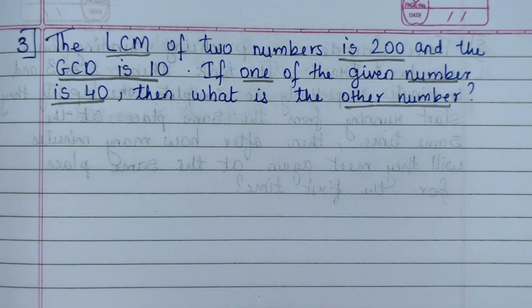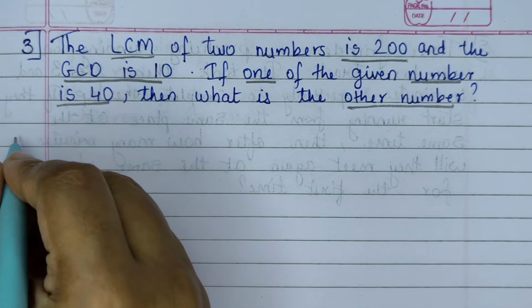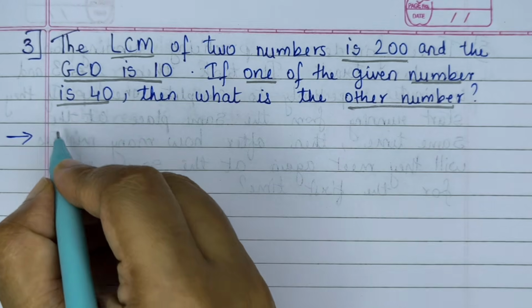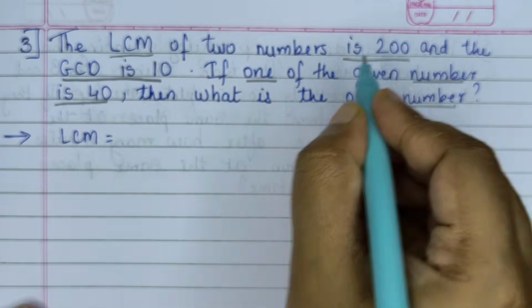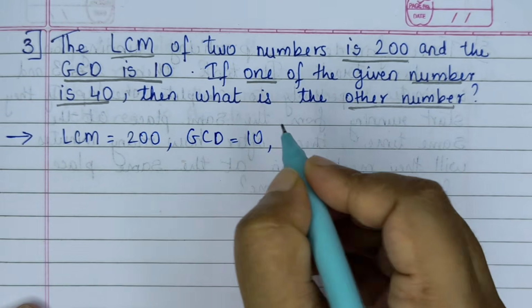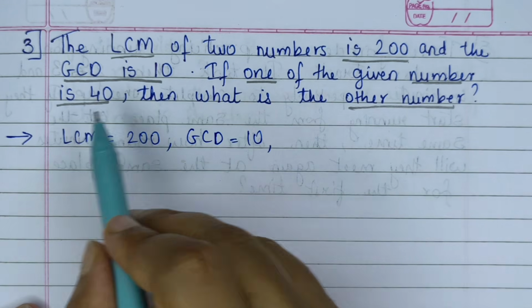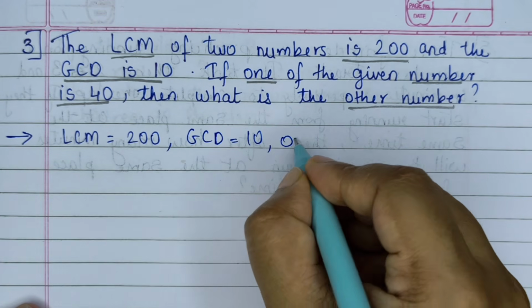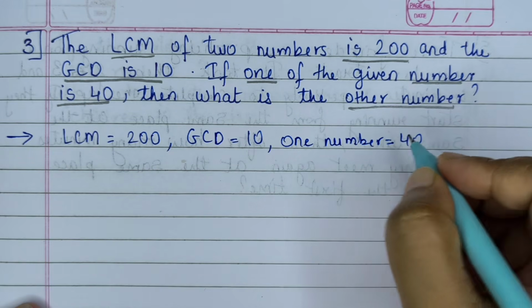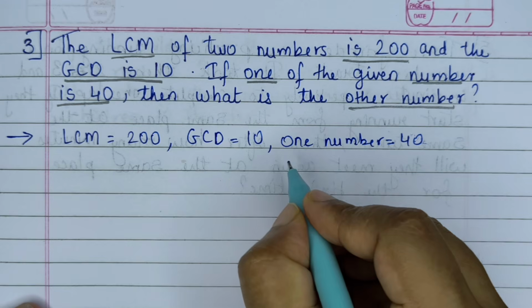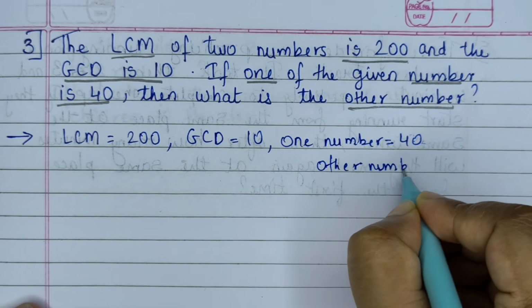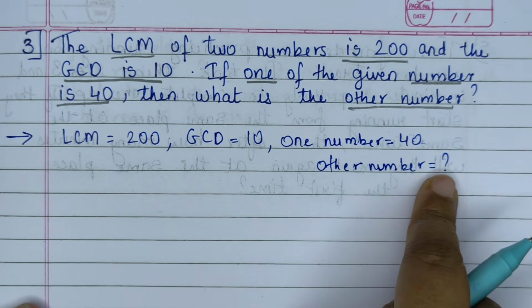So what is given? We will first write it down. First we will write whatever is given. LCM is given 200, GCD is given 10, then one number is given 40. We can write one number is equal to 40. The other number is not given, so just put a question mark.